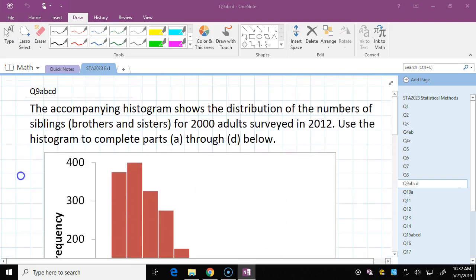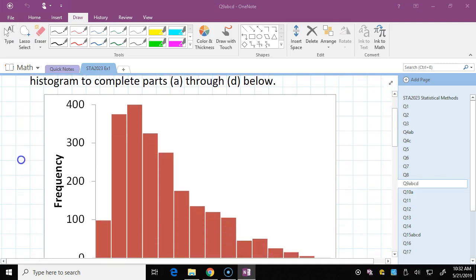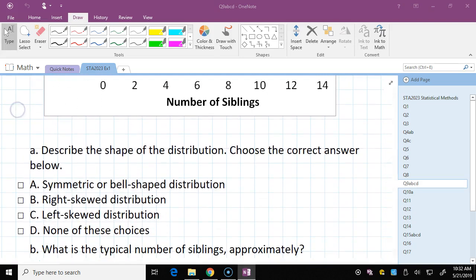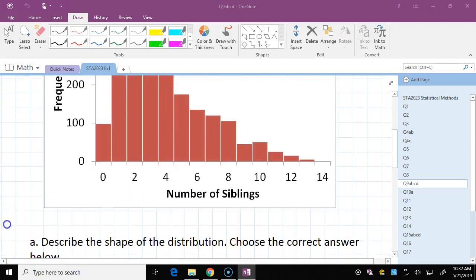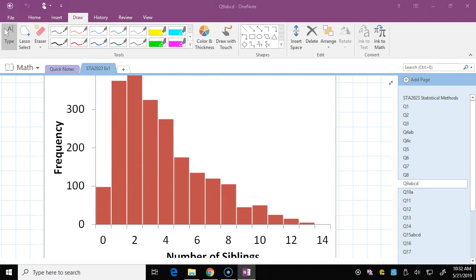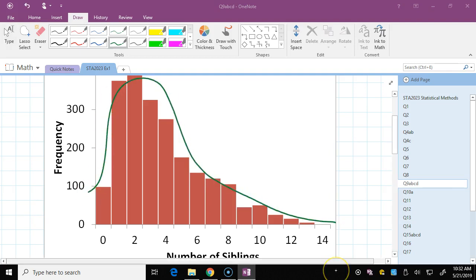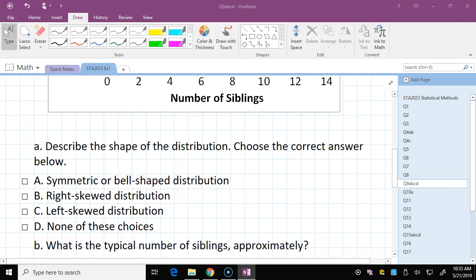All right. So the accompanying histogram shows the distribution of the numbers of siblings, brothers and sisters, for 2,000 adults surveyed in 2012. Use the histogram to complete parts A through D. So part A says, tell me about the shape. So if you look at this guy, what's the shape? Yeah, right skewed. Remember, the skew is all about where the tail is. So if we drew our picture on this, our tail is over on the right side. So definitely right skewed, B. Perfect.